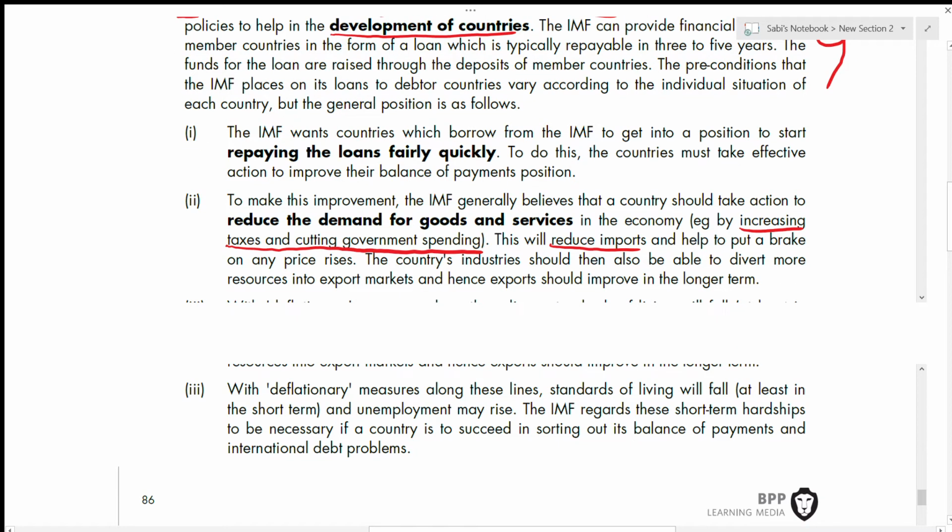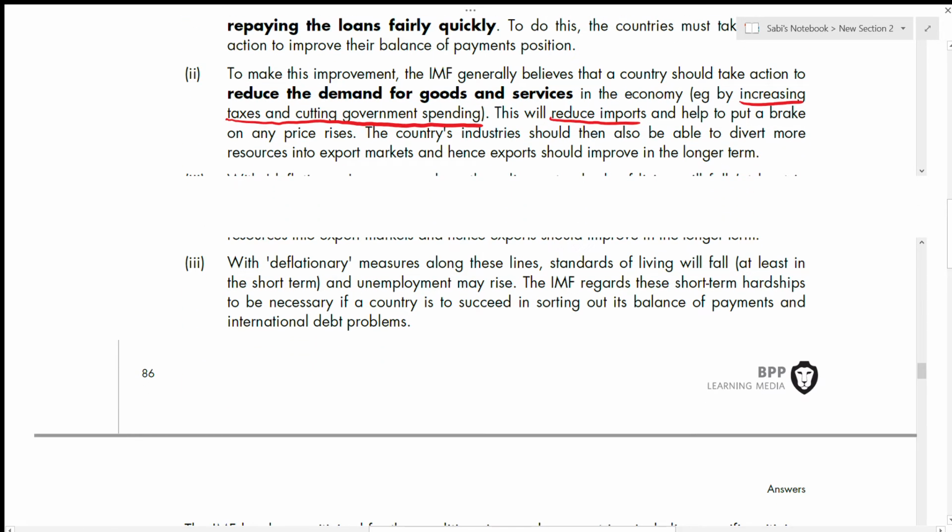Okay. So the country's industries should then also be able to divert more resources into export markets, and hence exports should improve in the long term. Yes, that's what they want. In the long term, exports should increase. Now the third point: with the deflationary measures along this line, the standard of living will fall.